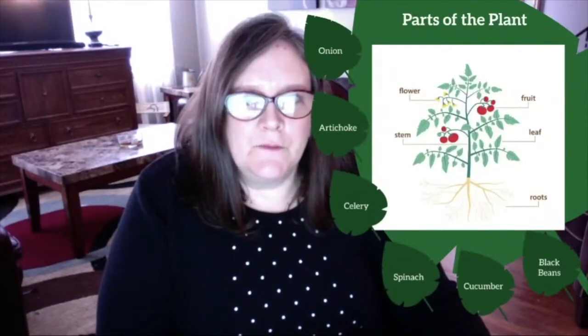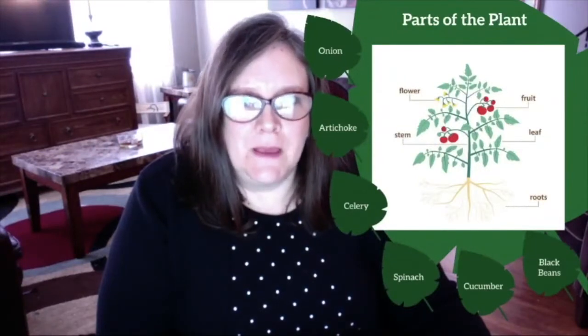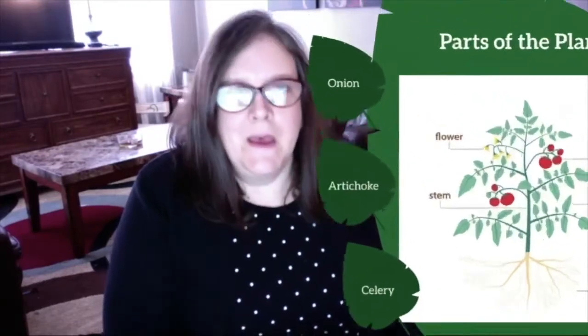So I'm going to go through some foods, and we're going to see if you can think of which part of the plant they belong with. Okay. So our first plant is an onion. So what part of the plant do you think an onion comes from? Remember, the parts are roots, stems, leaves, flowers, fruit, and seeds. So think about where an onion grows. All right, if you guessed root, you were right.